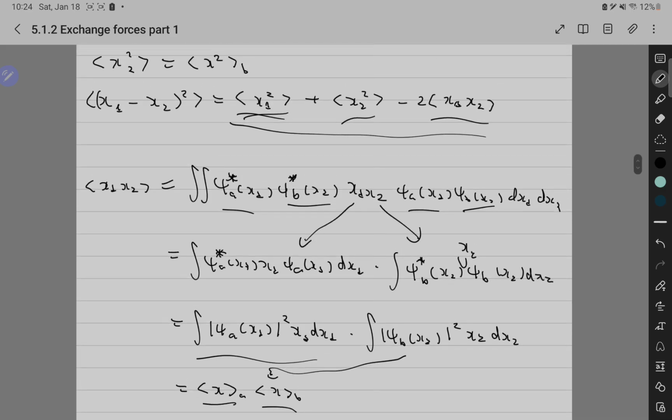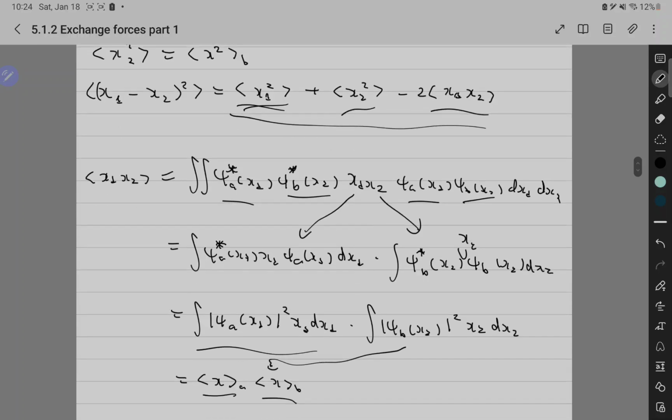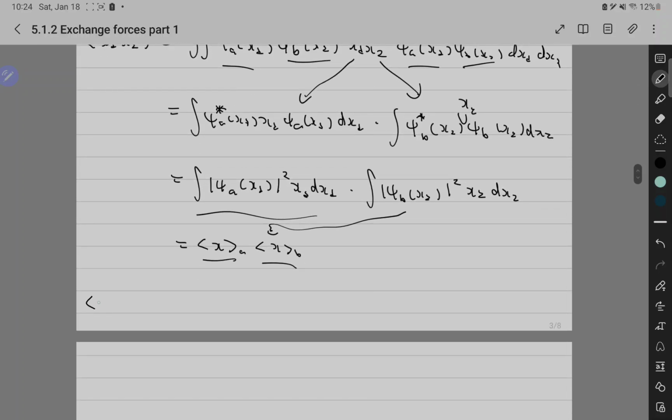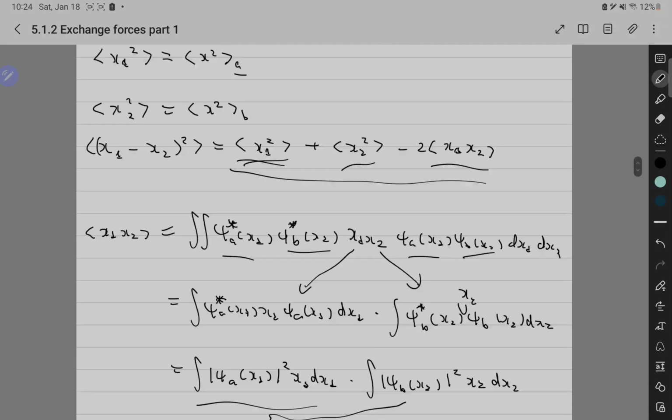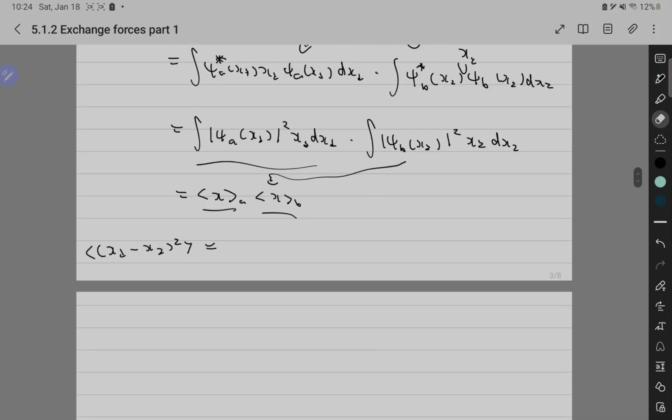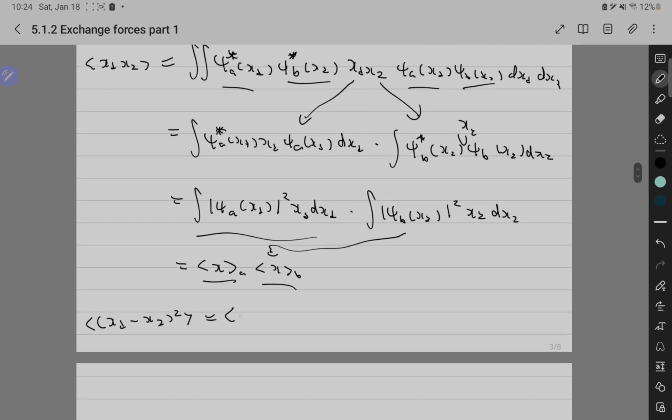So therefore, for our distinguishable particles, the expectation value of the square of the separation distance between them is going to be simply x squared A plus x squared B minus 2 times x A x B. So this is what we have here for our distinguishable particles.